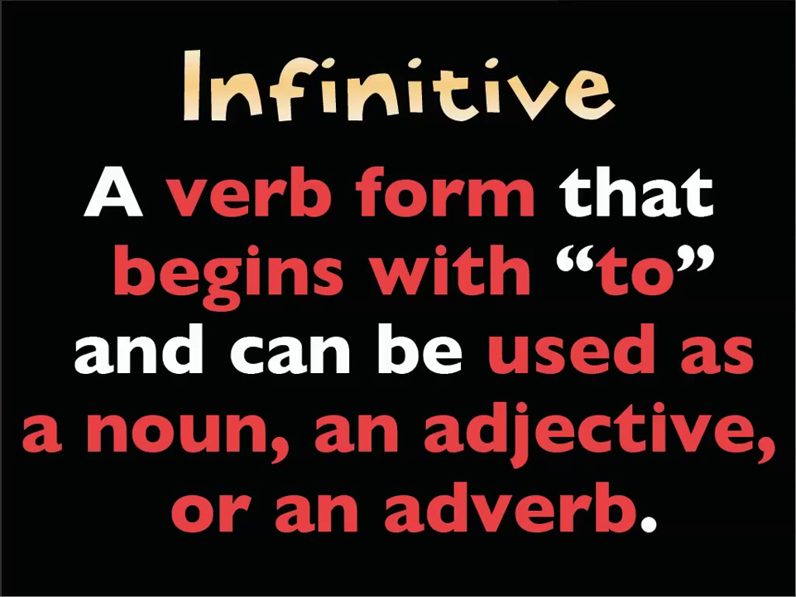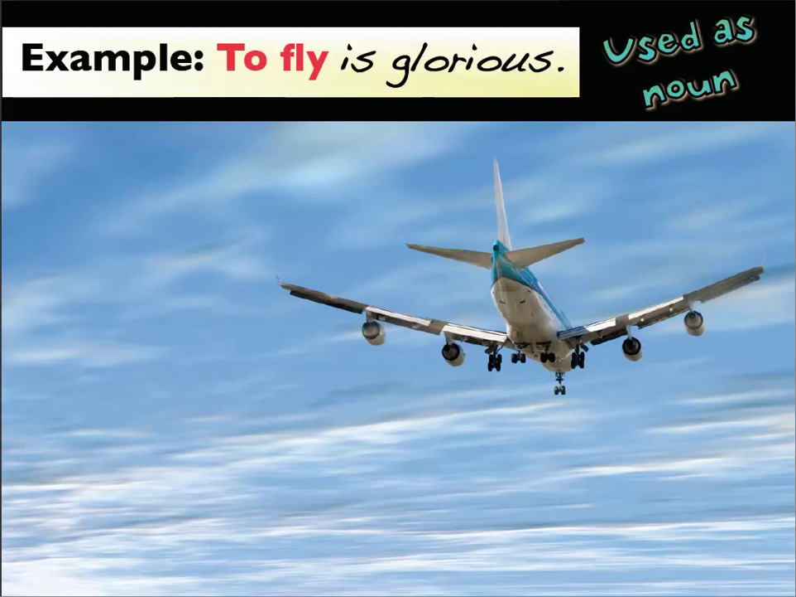So an infinitive is the verb form that begins with the word to and can be used as a noun, an adjective, or an adverb. For example, to fly is glorious. In that sentence, the infinitive to fly is being used as a noun.